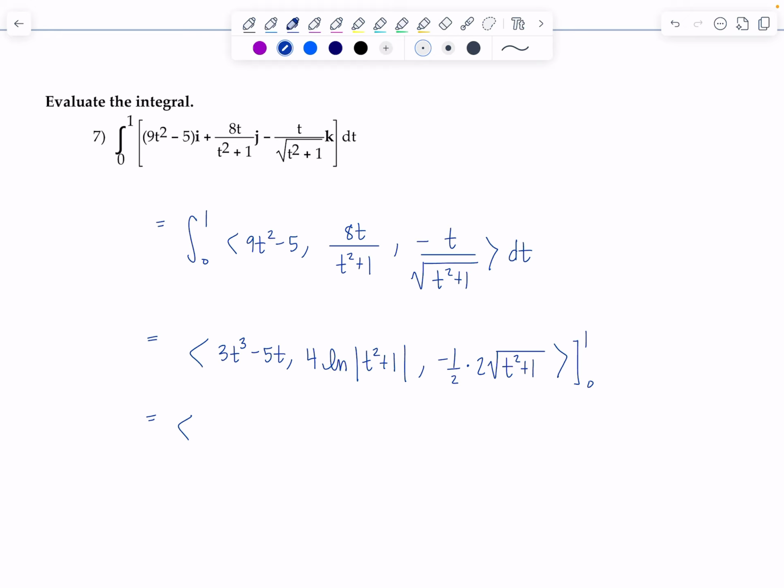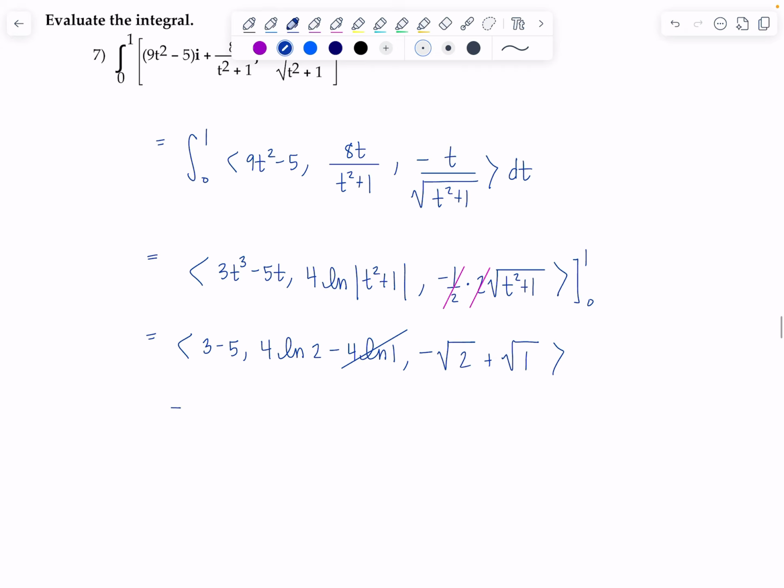Okay, so then we're going to have, if I plug in 1, this will just be 3 minus 5 minus 0. 4 ln 2 minus 4 ln 1, and that's 0. And then 1/2 and 2 cancels. So I just have negative rad 2 plus rad 1. Okay, then just clean up. So this is going to be negative 2, 4 natural log of 2, and 1 minus rad 2.